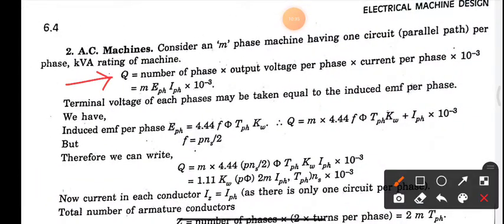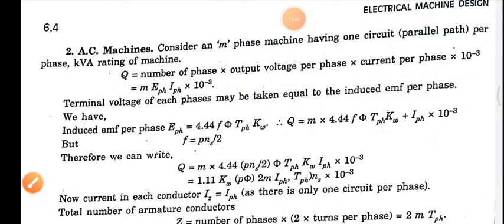Q is equal to number of phases into output voltage per phase, into current per phase, into 10 raised to the power minus 3. The number of phases we have assumed is M, the output voltage per phase is EPH, the current per phase is IPH, and 10 raised to the power minus 3 is already present. Here we have made an assumption: the terminal voltage of each phase is equal to the induced EMF per phase.